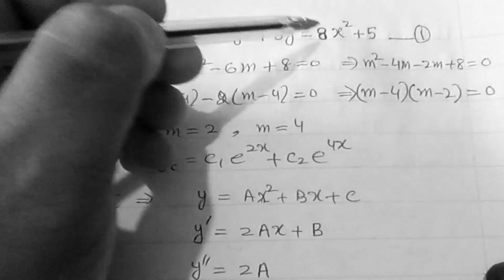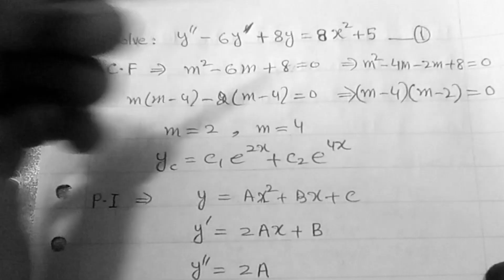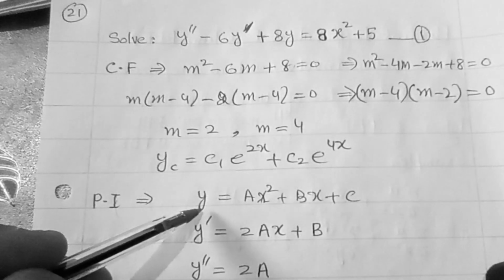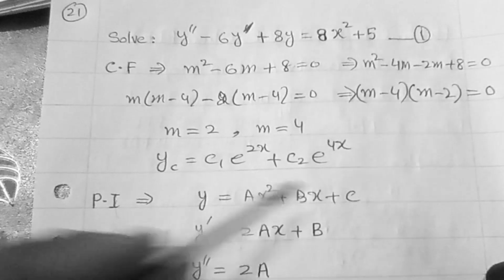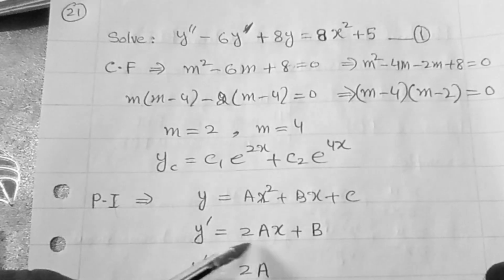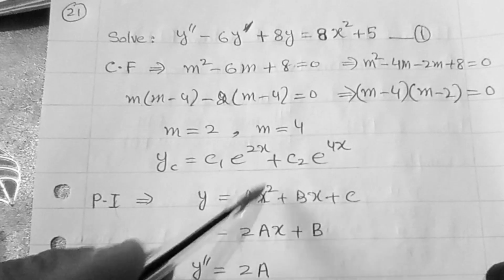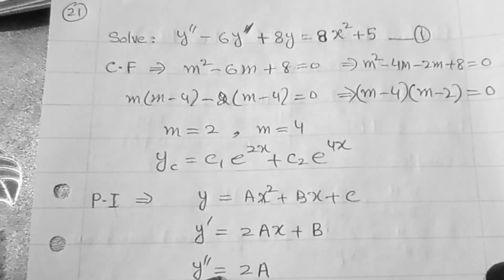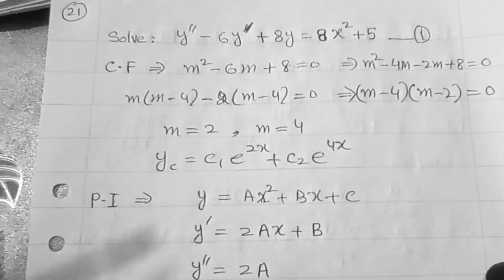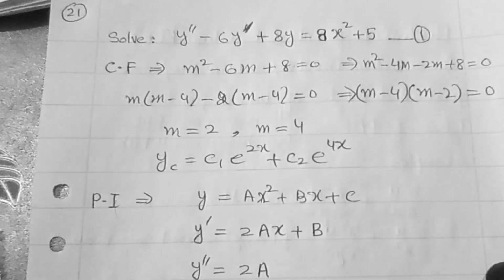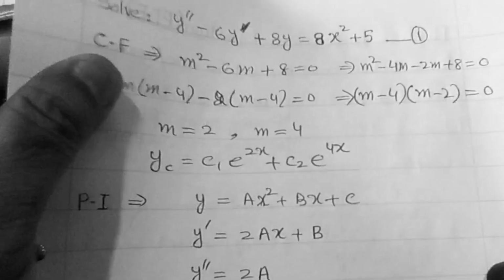Now, because we have a second order polynomial, we must consider y is equal to a second order polynomial, that is y is equal to ax square plus bx plus c. So y prime becomes 2ax plus b, the derivative of this polynomial, and y double prime will be 2a. Now we will substitute the values of y prime and y double prime in equation number 1.